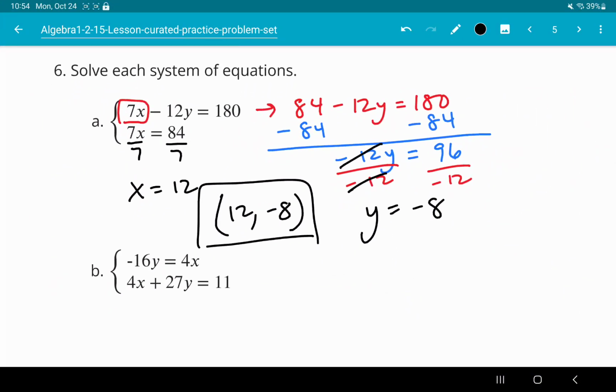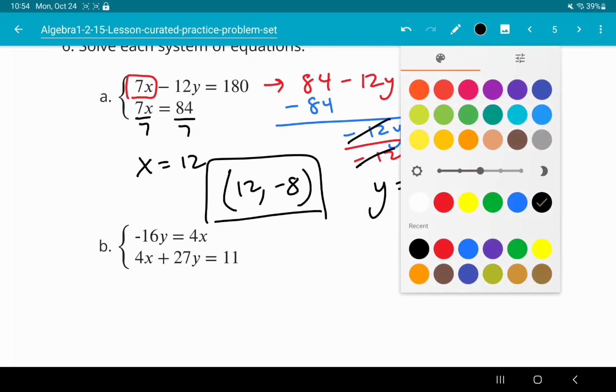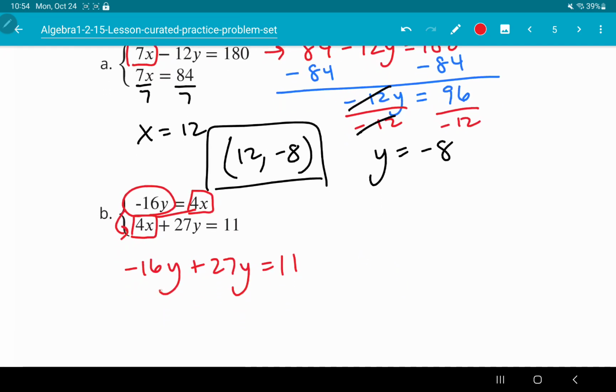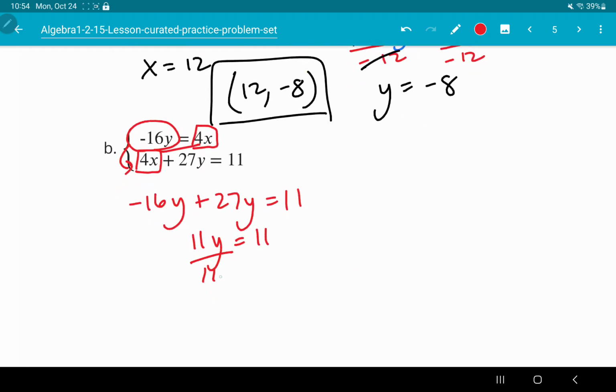All right, for our second part here, I see that there's a 4x right here, and there's another 4x right here. So I think in my second equation, I could replace these two. So I'm going to take negative 16y and put this right in for that 4x. So negative 16y plus 27y equals 11. We can simplify that by saying this is going to be 11y equals 11. So if I divide by 11, I should get y equals 1.